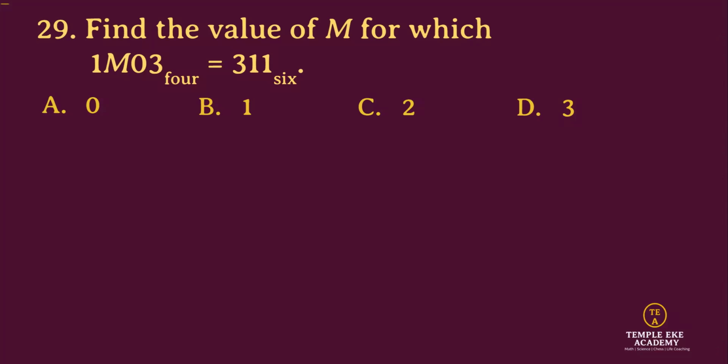We are expected to find the value of the unknown digit m in the number 1m03 written to base 4, which is equal to 311 written in base 6. As we observe, the bases on both sides are different. We can also see that all the digits in the number on the right are known.